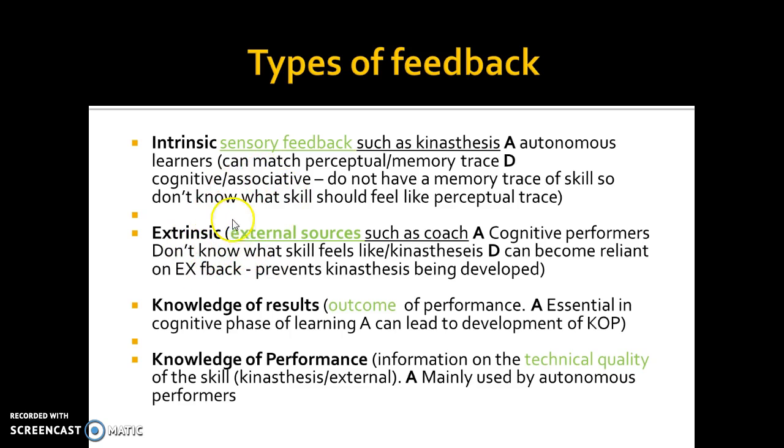Extrinsic feedback is the complete opposite. This is where you get information from external sources such as a coach, telling you what to do, what you've done right, and what you've done wrong. This is really effective for cognitive performers, because they might not know what a skill feels like when it's successful, so it's important that they have a coach to tell them. The disadvantage is that if a cognitive performer overuses extrinsic feedback, it can hinder the development of intrinsic feedback and kinesthesis, which is what you need to become an elite autonomous performer.